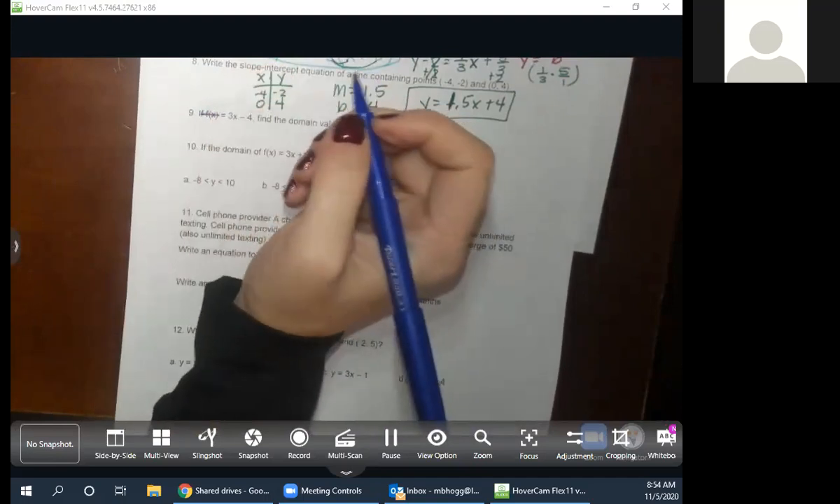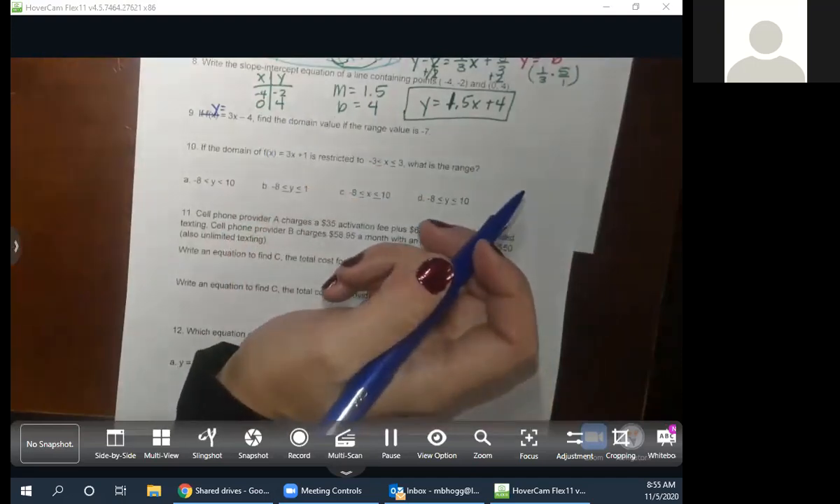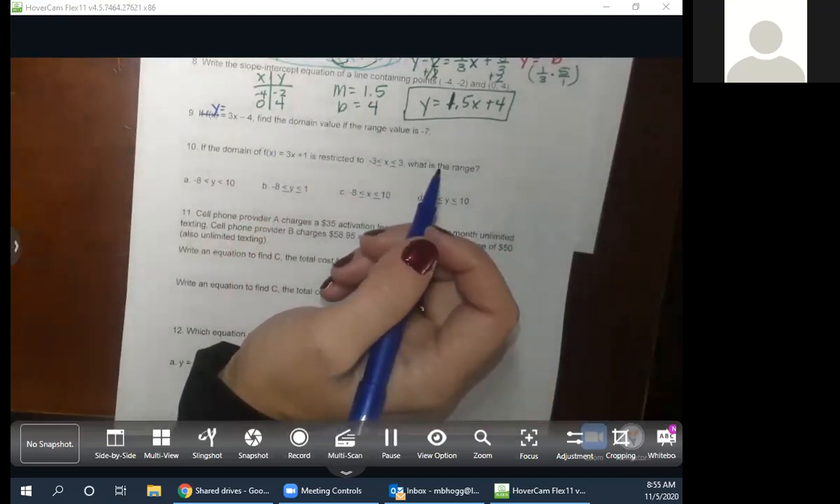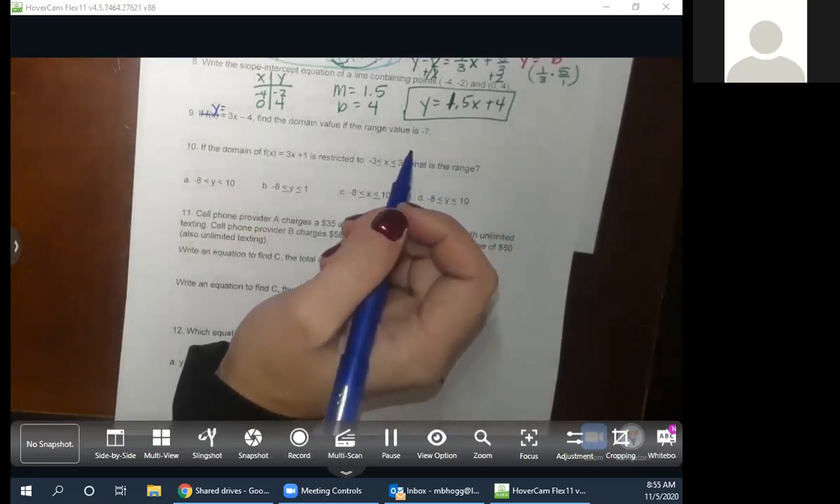Number 9, if f of x, okay, when you see f of x, what do you think? Y. Y equals, right now, everybody mark out f of x and put y equals. If y equals 3x plus 4, find the domain value if the range is -7. Just because we finished that unit doesn't mean we're done with domain and range. We have to find the domain value. Which one's domain, x or y?